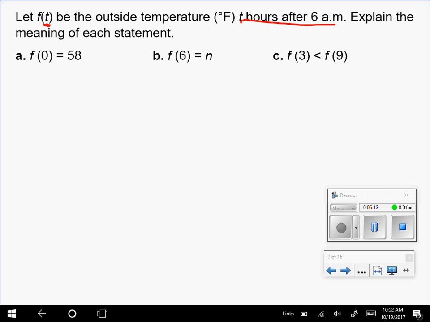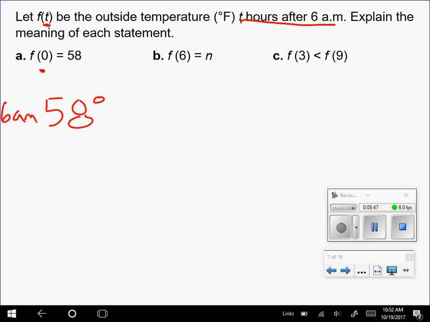So f of t is going to be the temperature. You're going to see that on the other side of whatever the number of hours it is. So for this first one, that means at 0 hours after 6 a.m., it's 58 degrees. Sorry, we're struggling with my pen again. So 0 hours after 6 a.m., it's 58 degrees. So that means at 6 a.m., it's 58 degrees.